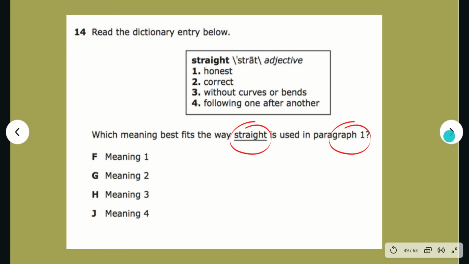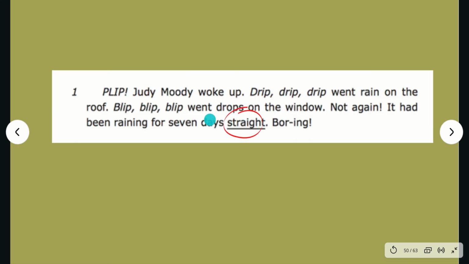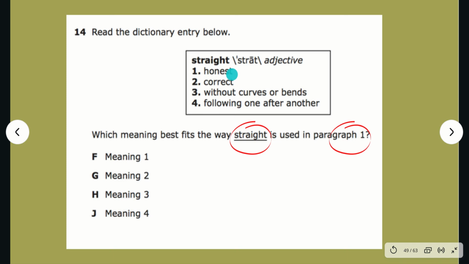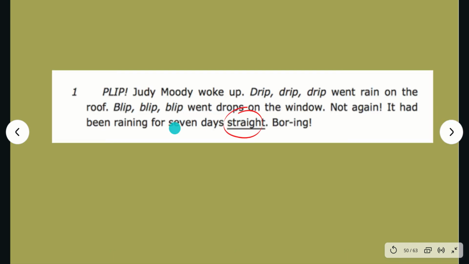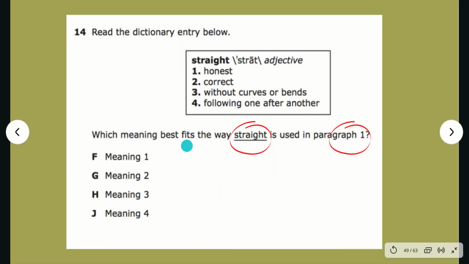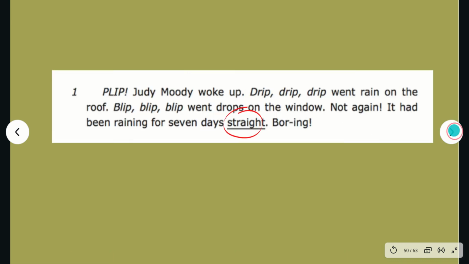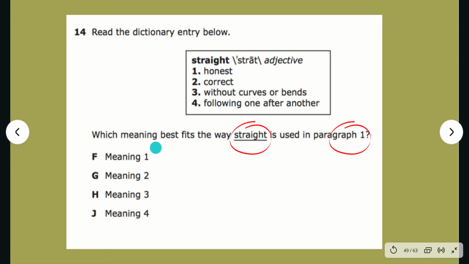Let's take a look at how we would answer this question. Since we know that all of these are correct definitions, let's go ahead and plug in each definition instead of using the word and see which one makes the most sense. Let's start with meaning 1, honest. It had been raining for 7 days, honest. It doesn't really make sense with what the paragraph was talking about. Let's try another one, meaning 2, correct. It had been raining for 7 days, correct. Boring. Again, it doesn't really make sense with what the paragraph was telling us about, that it had been raining.